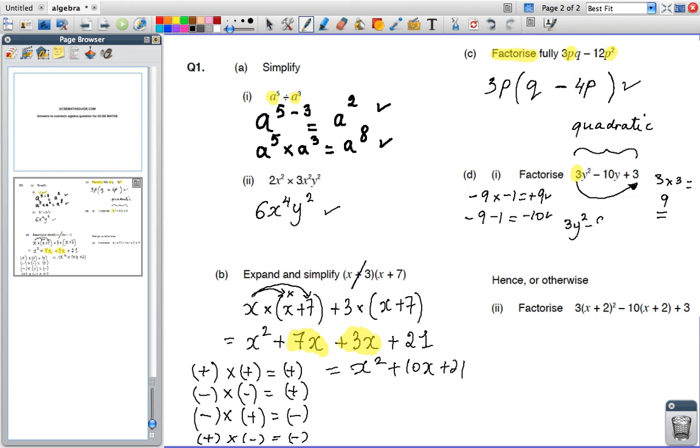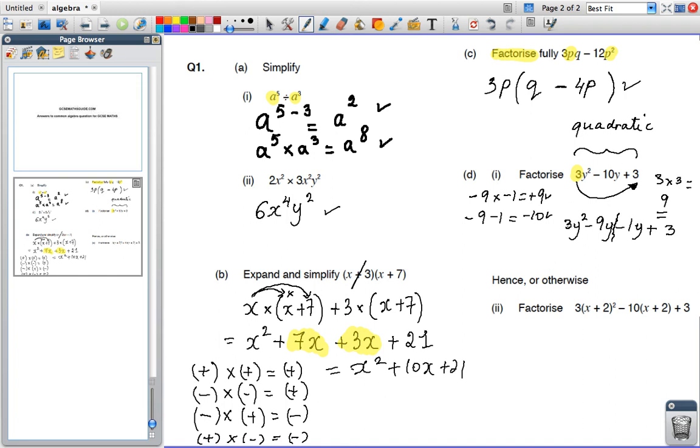So I'm going to write as minus 9y minus 1y, and the last term stays the same, plus 3. And now you're going to go ahead and split this up in half. You're going to factorize this part and that part separately. And again, we're going to do the same thing as what we've done earlier, where we find the common factors and we put it inside the bracket.